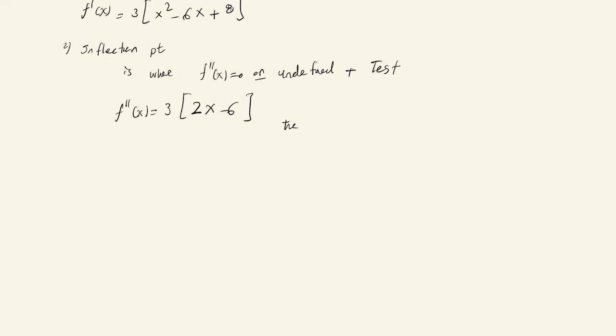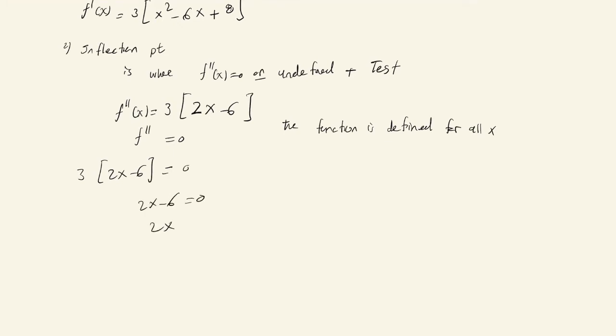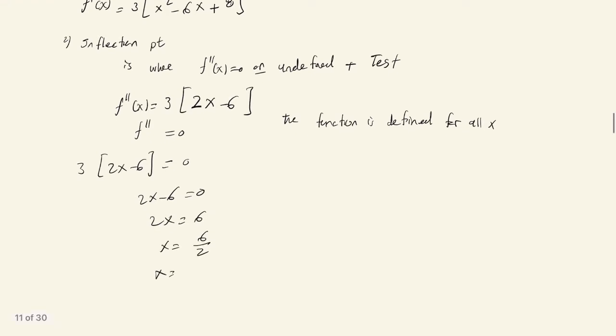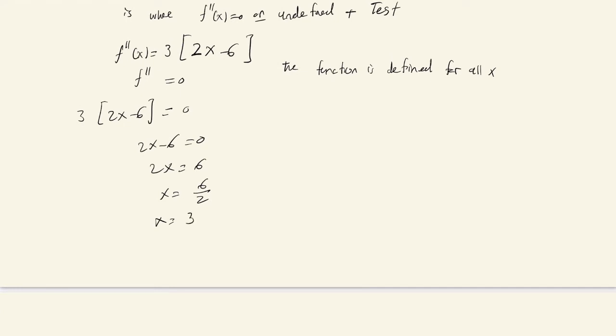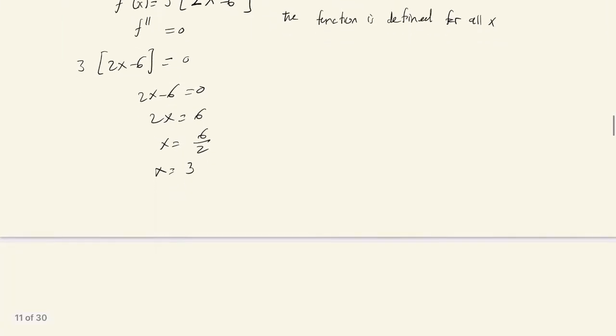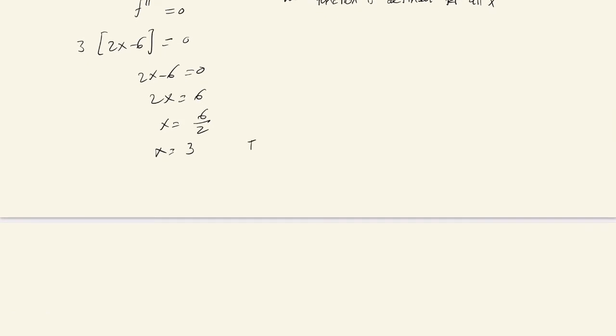Now notice this function is defined for all values of x, so the only thing we have to care about is where the second derivative is equal to 0. That's going to be 2x minus 6 equal to 0, and then 2x equal to 6, and divided by 2, x is going to be equal to 3. Now x equal to 3 is a possible inflection point. To confirm it's actually an inflection point, we need to do a test.